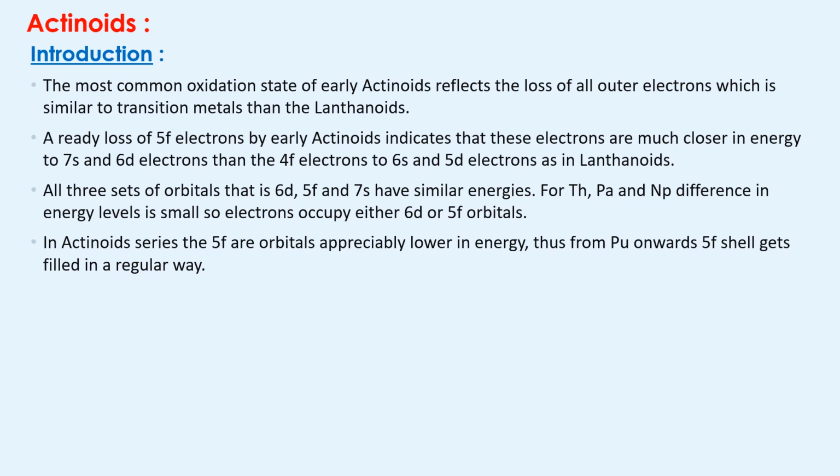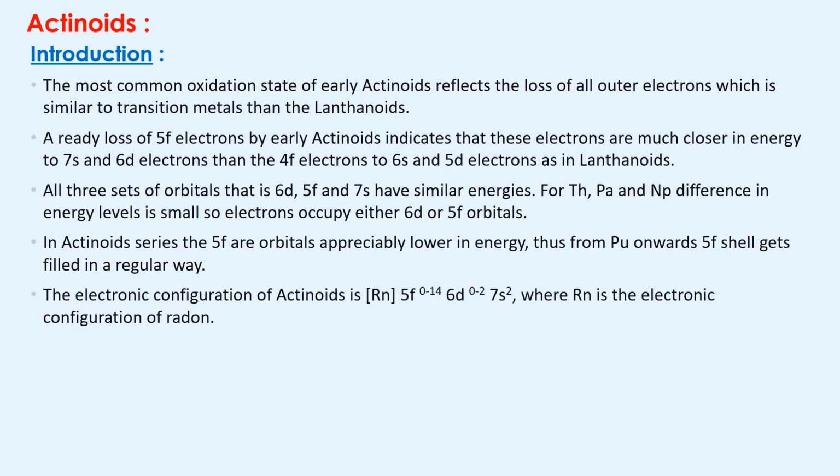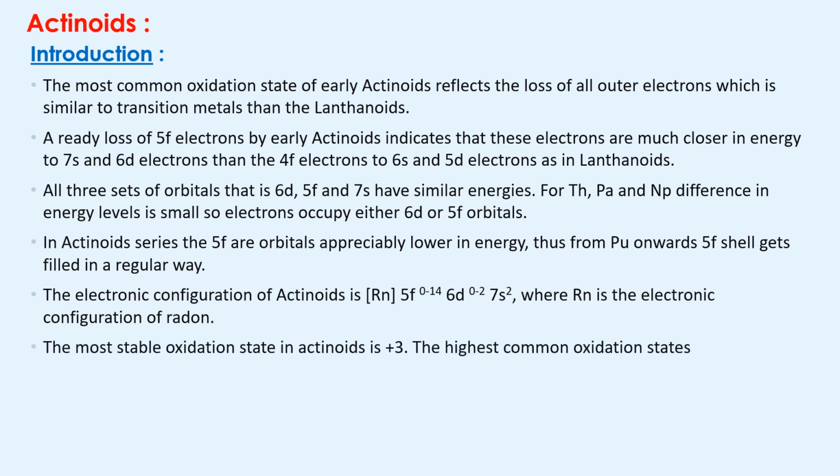In the actinoid series, what happens? The 5f orbitals are appreciably lower in energy. Thus, from plutonium onwards, 5f gets filled in a regular way. So the electronic configuration of actinoids will be Rn 5f0 to 14, 6d0 to 2 and 7s2, where Rn is nothing but the radon electronic configuration.